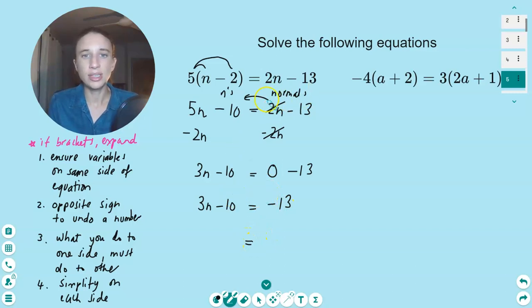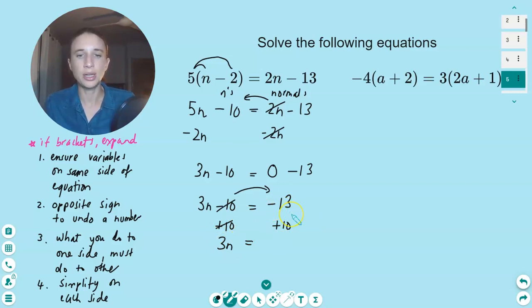Now we need normal numbers over this side, and there's a normal number lingering there. Take him over by plussing 10 to both sides. That will cancel. 3n equals negative 13 plus 10. Well, that's going to be negative 3. Still going to be negative. Okay, be careful with that. 3n equals negative 3. We just want n by itself. Divide by 3 on both sides. n equals, well, negative 3 divided by 3 is negative 1.